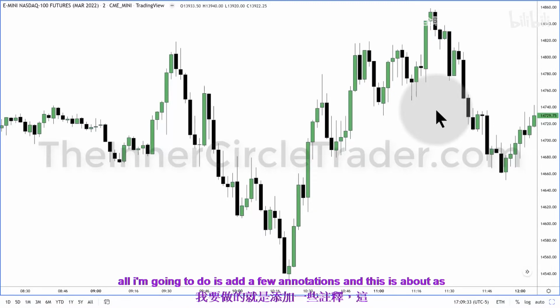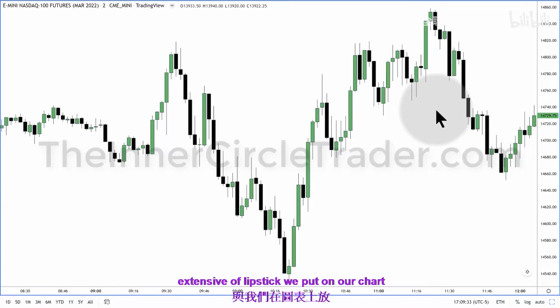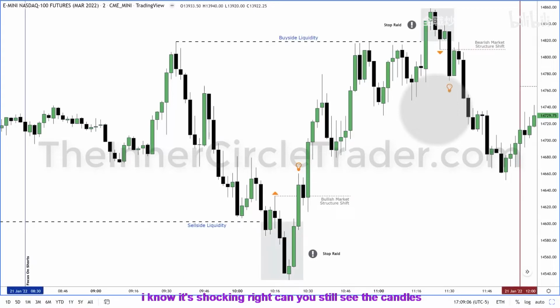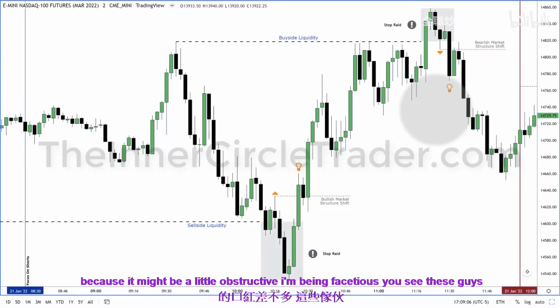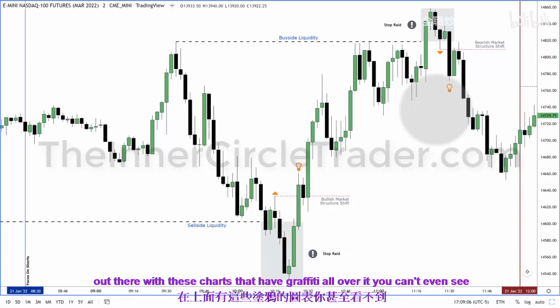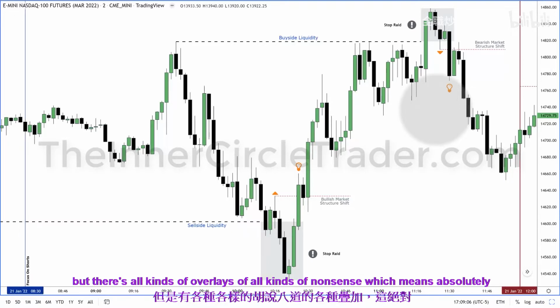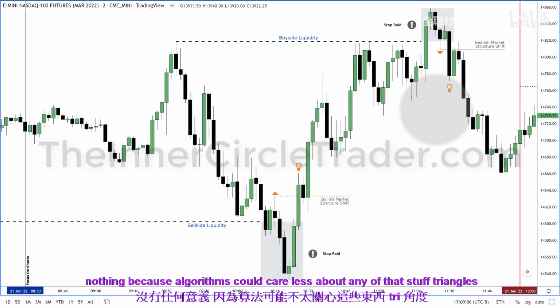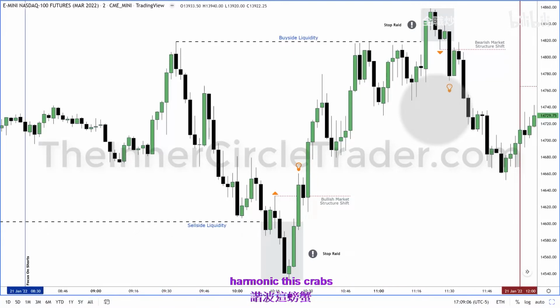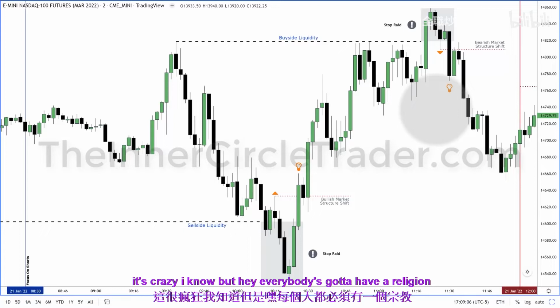All I'm going to do is add a few annotations, and this is about as extensive of lipstick we put on our chart. I know it's shocking, right? Can you still see the candles? Because it might be a little obstructive. I'm being facetious. You see these guys out there with these charts that have graffiti all over it. You can't even see the price candle. But there's all kinds of overlays of all kinds of nonsense, which means absolutely nothing because algorithms could care less about any of that stuff. Triangles, harmonic this, crabs. It's crazy. I know. But hey, everybody's got to have a religion.